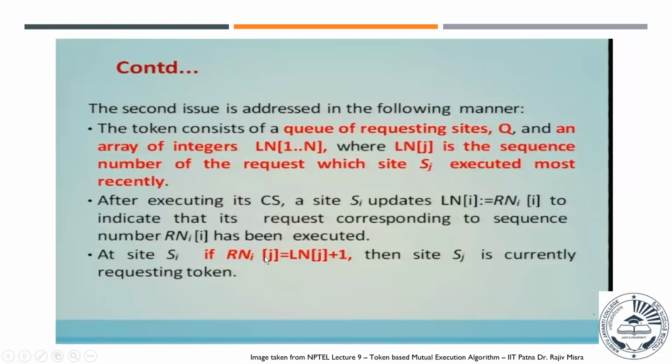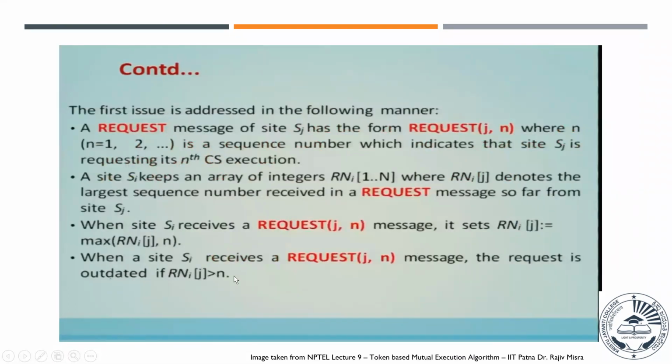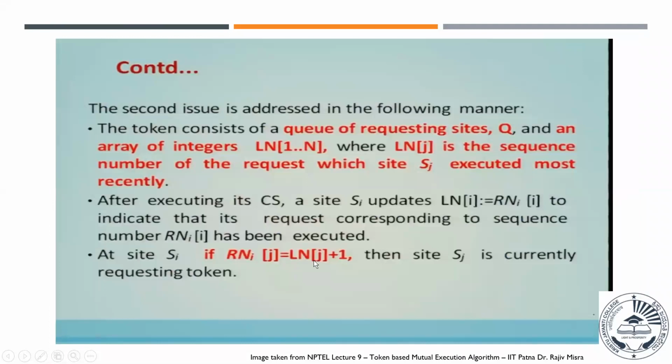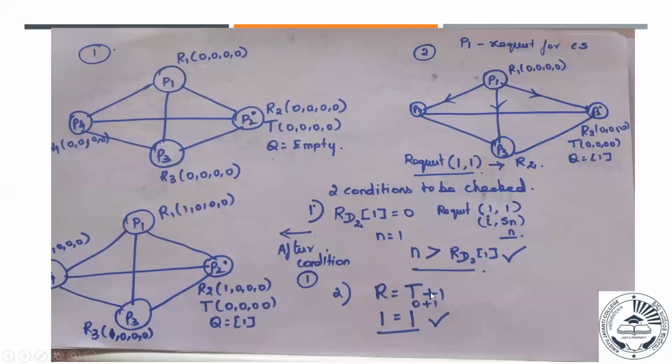So Rni of j is equal to token, that is ln j plus 1. So that means site Sj is currently requesting the token. Okay, so this is the condition we are checking for. So simply we are saying R is equal to T plus 1, token plus 1. So 0 plus 1 is equal to R1, that is 1, 1 is equal to 1. So then we can release the token.